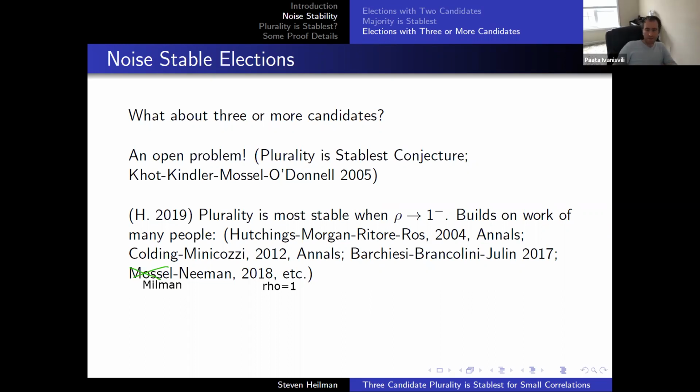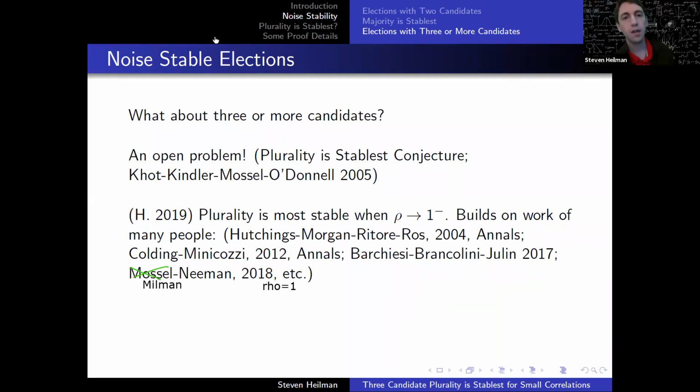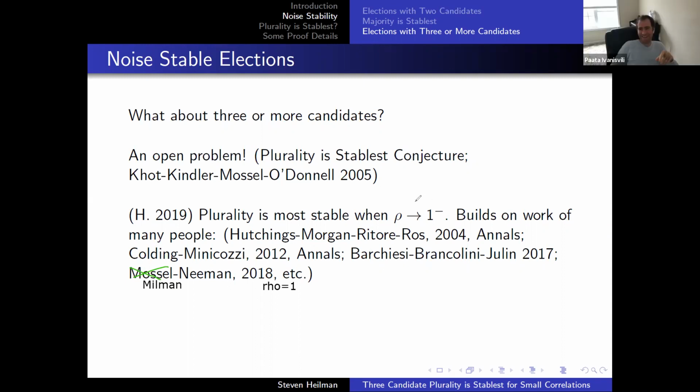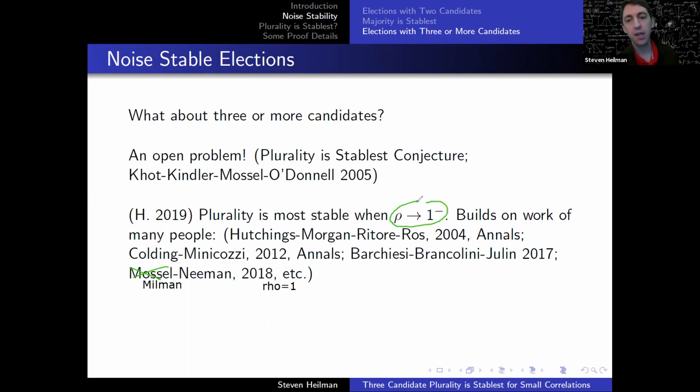But Steven, can I ask one more question? Sure. If rho equals 1, it just means that y always equals x, right? Yeah, exactly. You're seeing through my lies, thanks. What I really mean is that the correlation rho tends to 1.